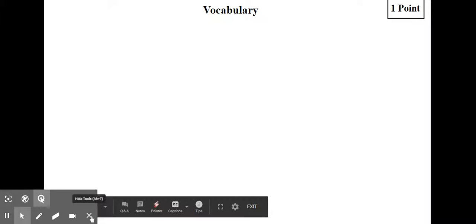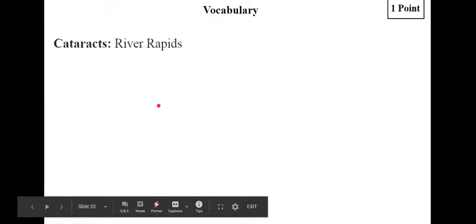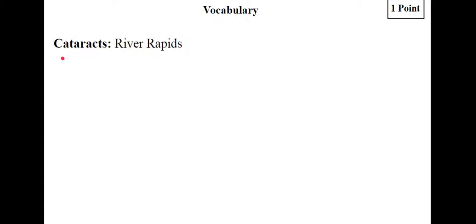We're going to start off by looking at some vocabulary words. The first is cataracts. Cataracts are river rapids. That's like stones or bumps in the river where the water gets really crazy and they're really dangerous to go over in boats.